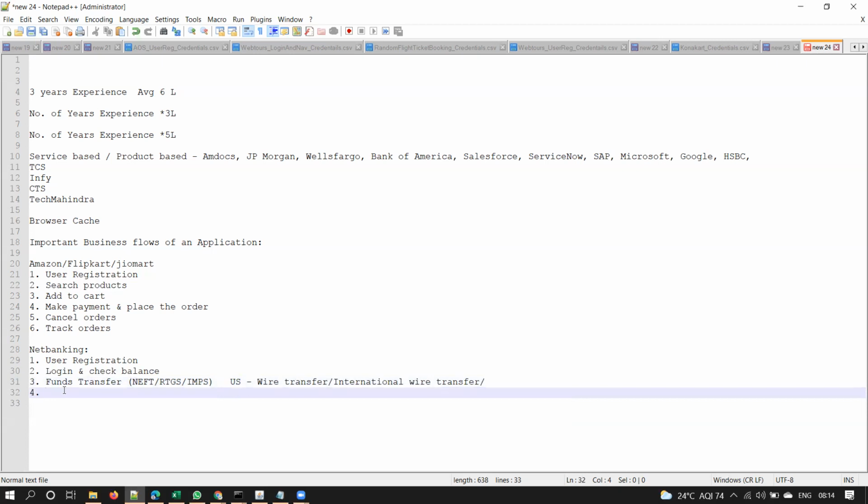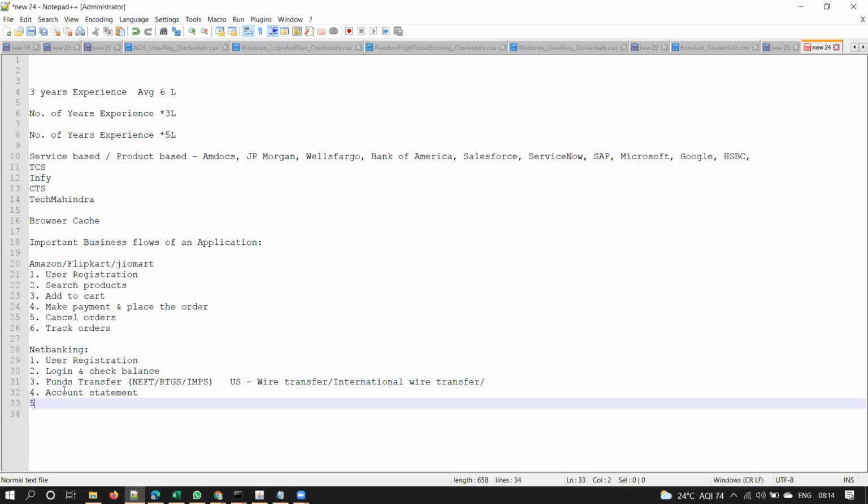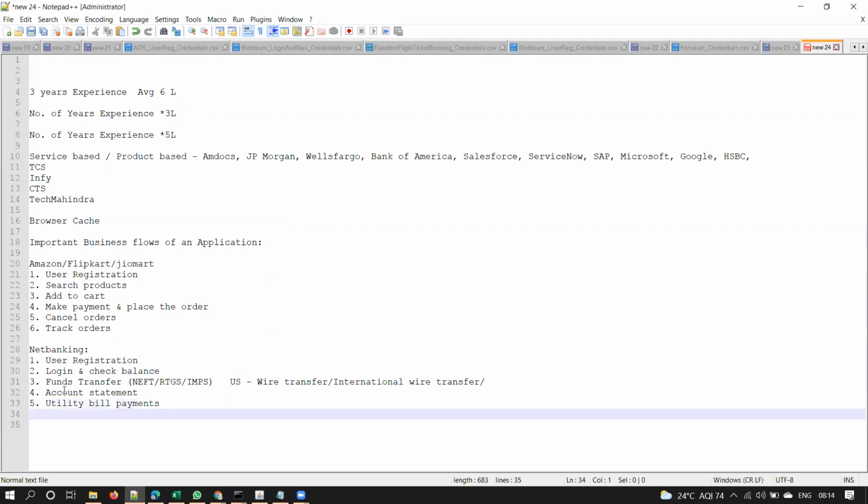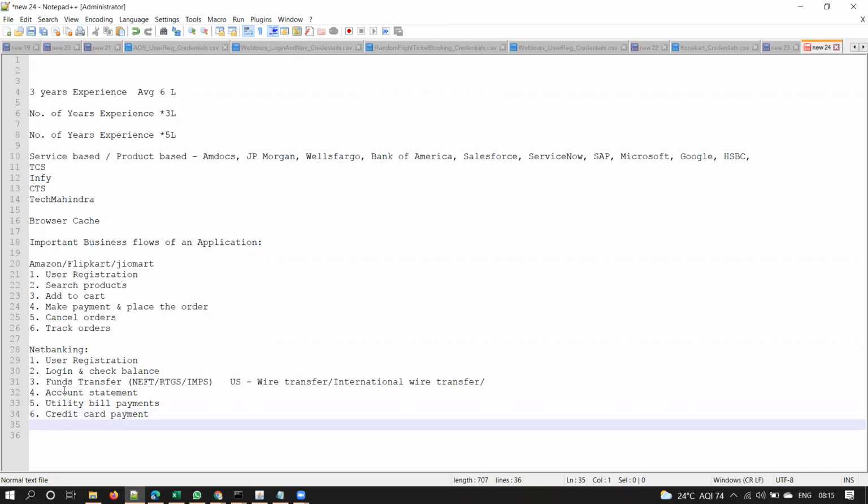Statements. Making payments. Account statement. Next. Loan eligibility. Utility bill payments. What is meant by utility bill payment, guys? Electricity, power, tax. Power bill or electricity bill or mobile bill and so on. And then credit card payments. Next.